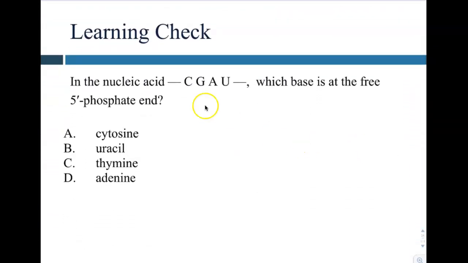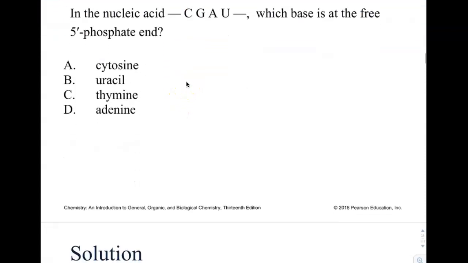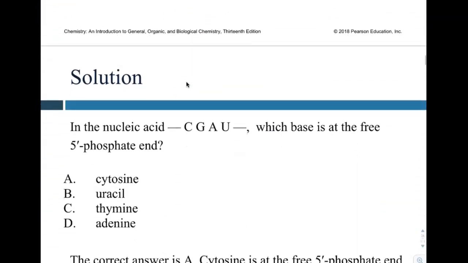So if we're looking at the nucleic acid listed here, which base is the free 5' phosphate end? It will be the first one because we start with the 5' as our first one, not 3'. 3' is at the end. 5' is the starting place when you're reading it. So the cytosine is the starting place.